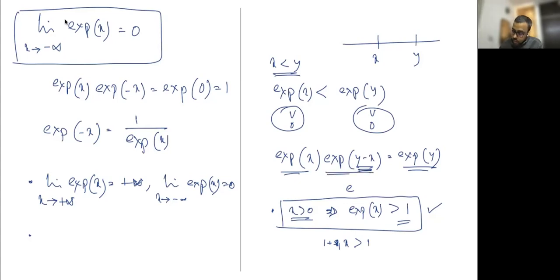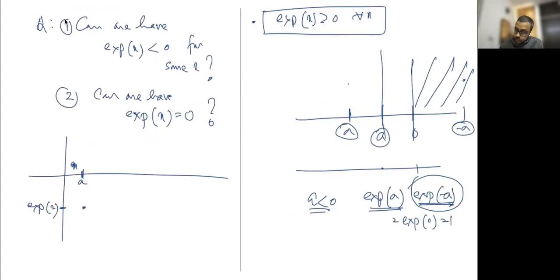Now you use the fact that whenever y minus x is positive, this is greater than 1. That means you get exponential y by multiplying this with something greater than 1. So this is bigger, so it's increasing. In fact, if you look at the proof, it is strictly increasing.